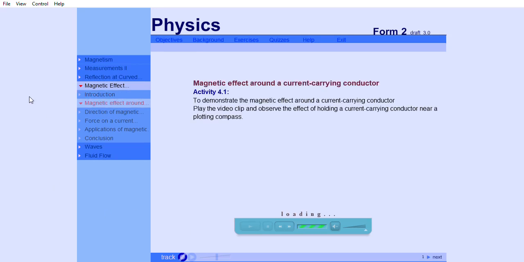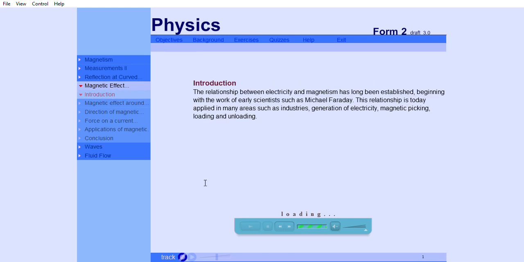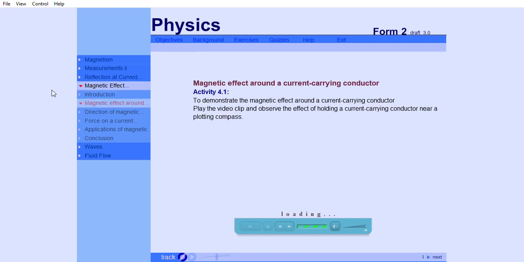Magnetic effect around a current carrying conductor. Introduction. The magnetic effect around a current carrying conductor. Activity 4.1. To show the magnetic effect around a current carrying conductor. Play the video clip and observe the effect of holding a current carrying conductor near a plotting compass.